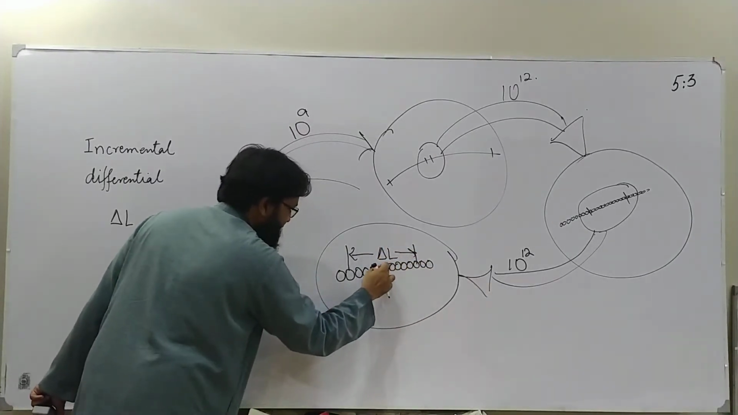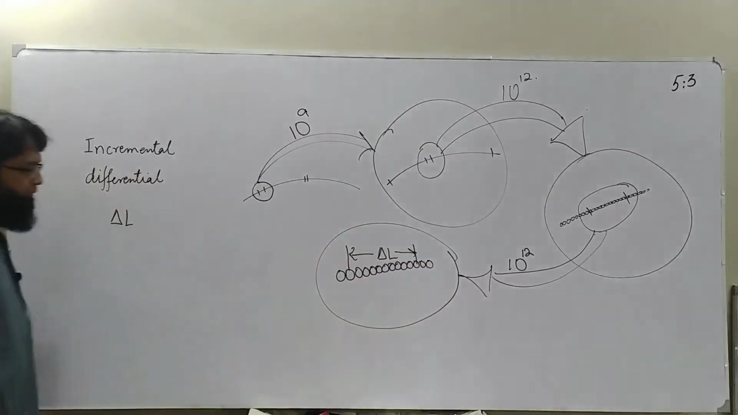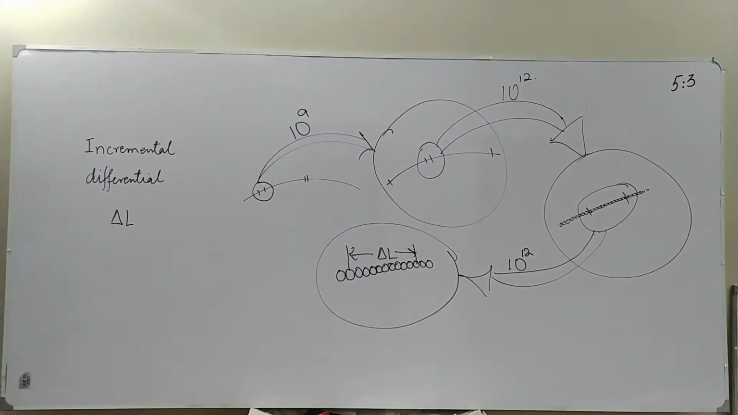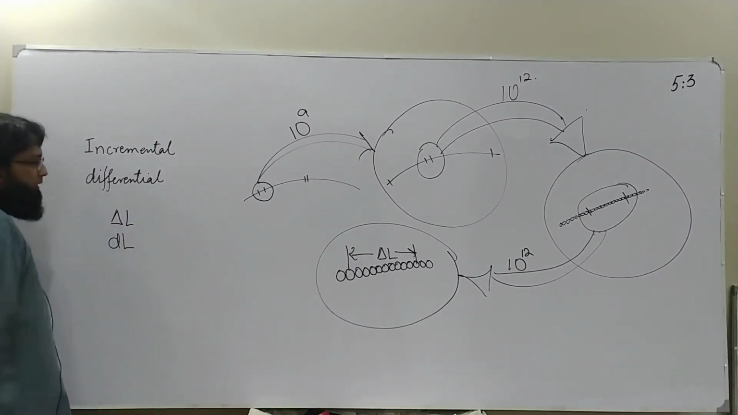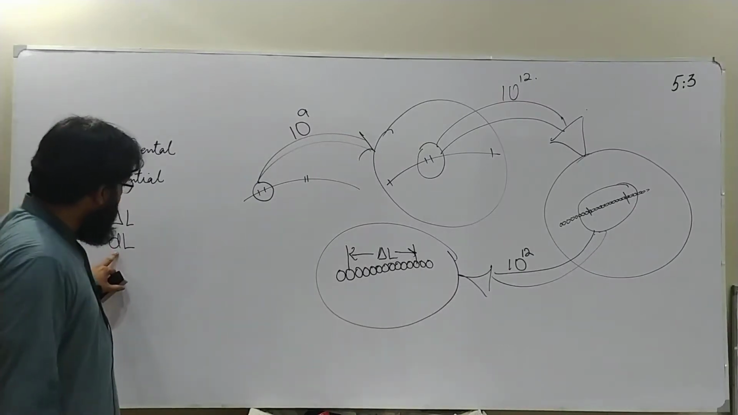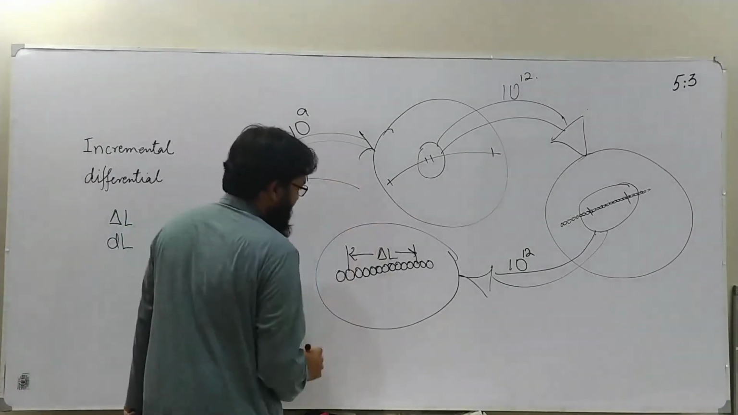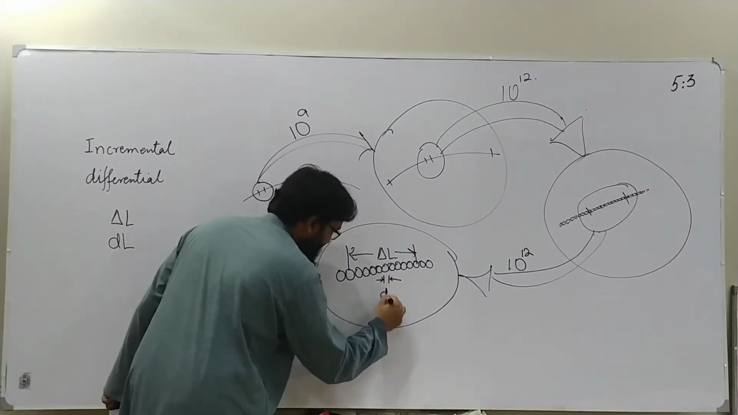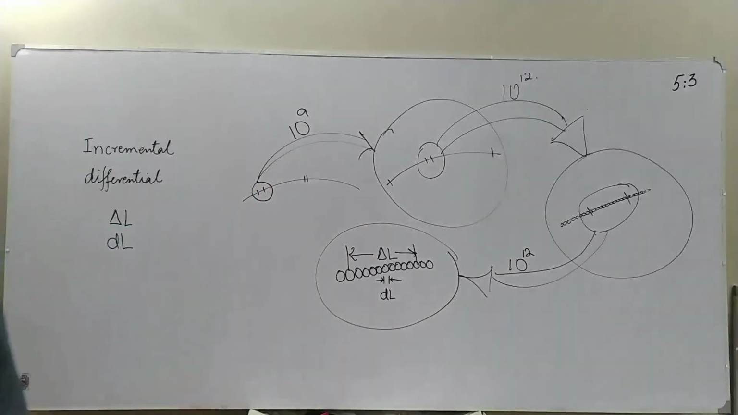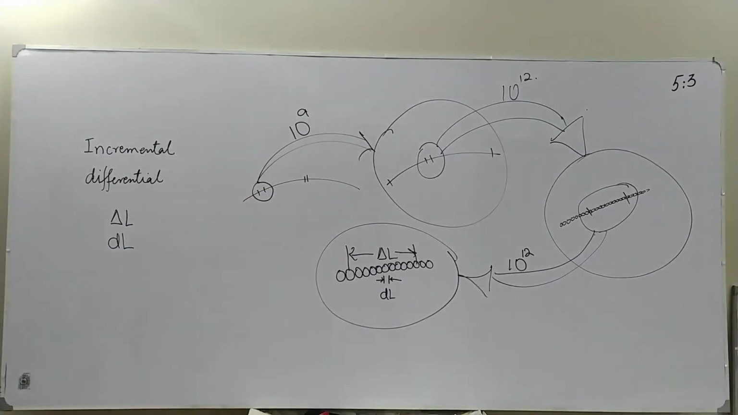1, 2, 3, approximately 10 points wide. This is the incremental length. But what does it mean if I want to take a differential length on this line? That means that I'm interested in only one point. This is differential length. Always keep in mind, both are microscopic.